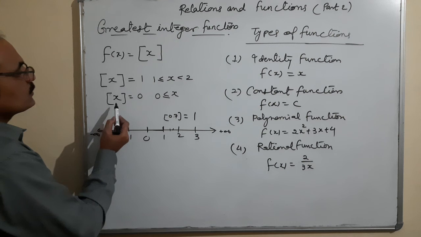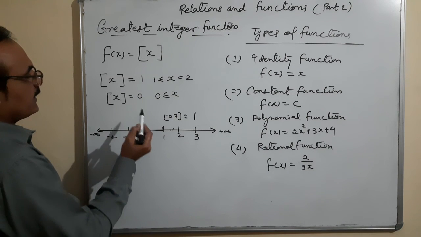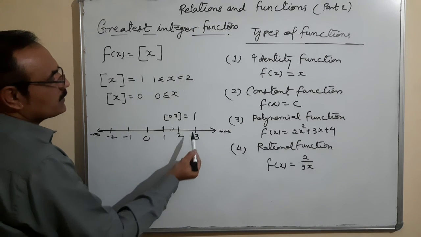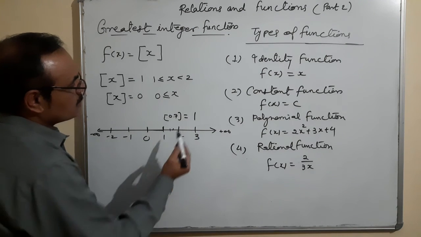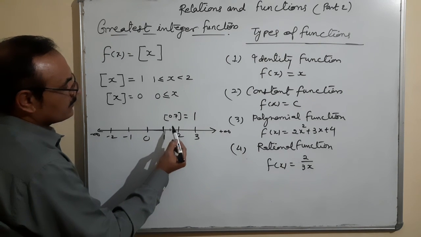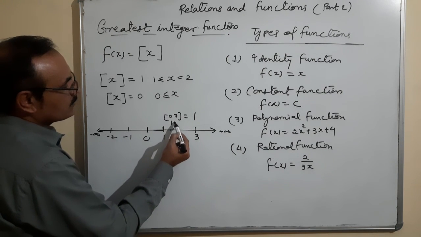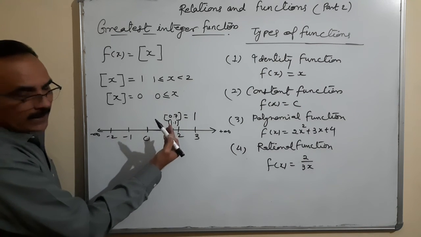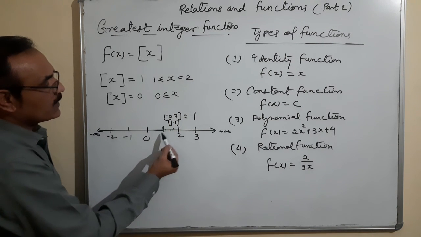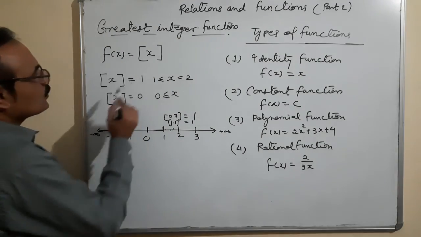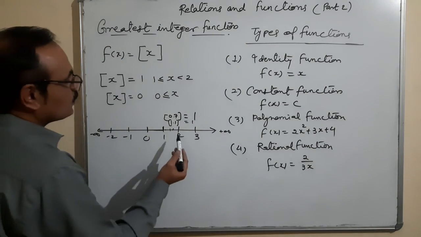So if the result is 0, what does it mean? That means 0 is coming from here. If I write here 1.1, then again the left hand side integer is 1. So its value is also 1. Okay. So when the result 1 is coming, the value of x lies between 1 and less than 2.